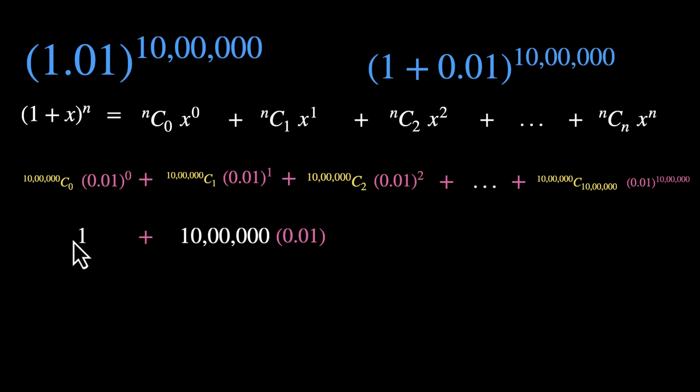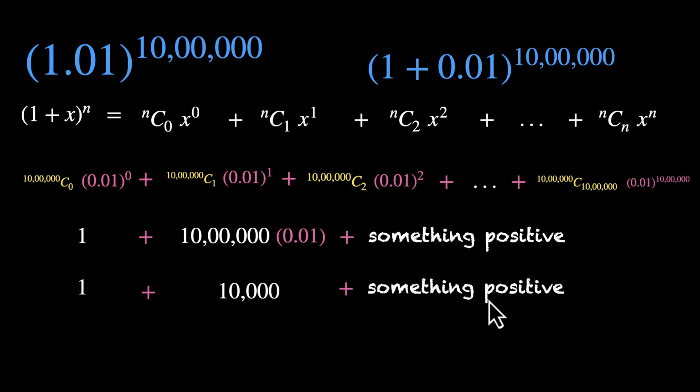We have 1 and then we have many more terms. We actually don't need to evaluate anything else. We have our answer in front of us. Do you see it? Okay, so let's wrap this up. This is 1 plus 10 lakh times 0.01 plus a lot of terms, but I'm going to just write something positive here because all of them are positive. They may be very big or very small, but as of now, I can care less. This is 1 plus 10,000 plus something positive.